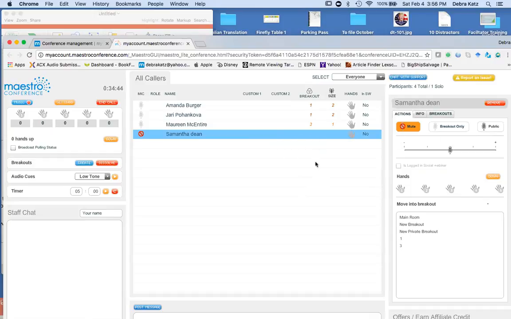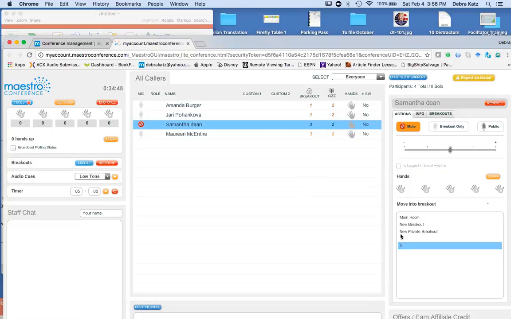And if I want to go back into room 3, I click on 3 here. It stuck me in there, but I'm still on mute. I need to change my audio, so I'm clicking on breakout.